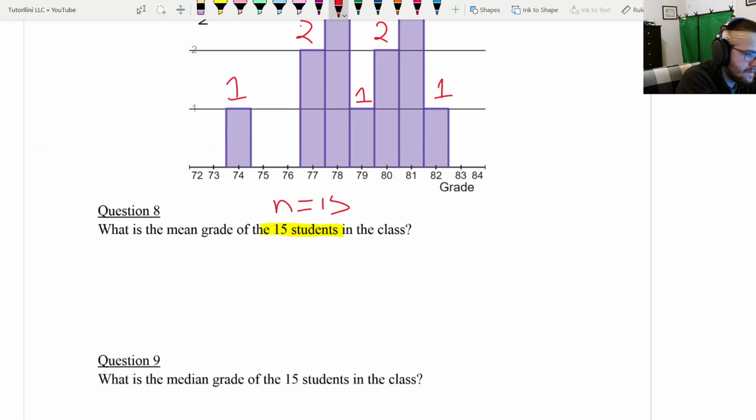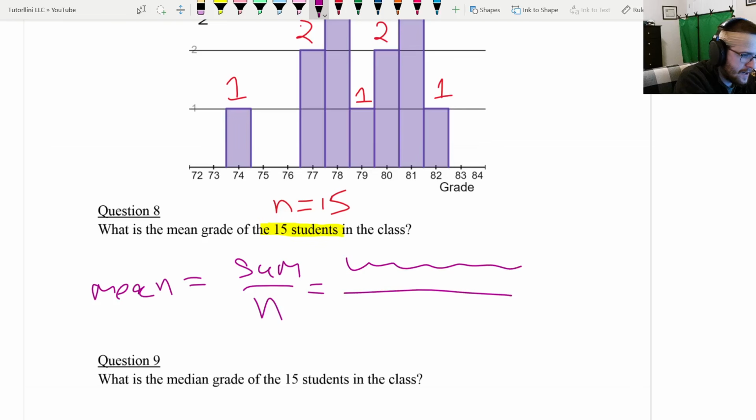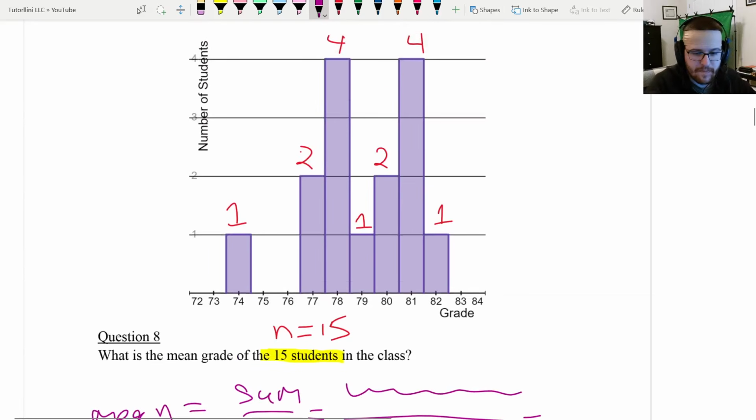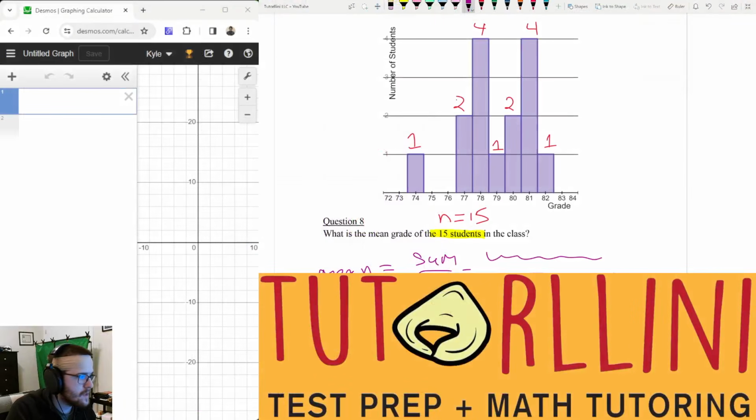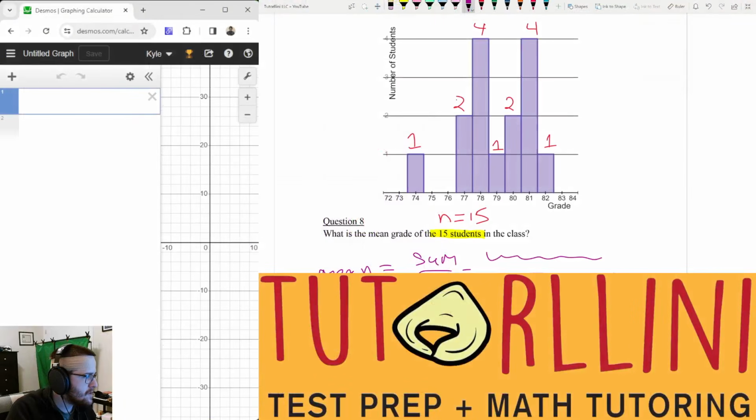N is 15. And now we're going to do mean equals sum over n. So all that nonsense multiplying and adding over 15. And we'll just do that on Desmos just to save me some stress here. Make this as big as I possibly can.